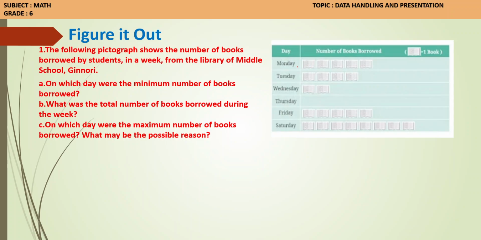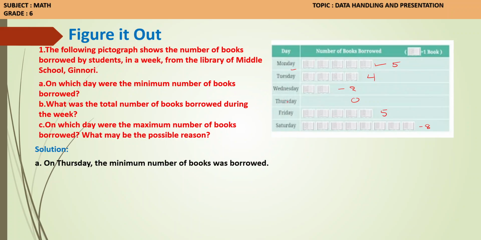Here, let us see each day, and this one book icon is one book. So, there are 5 books on Monday. Tuesday, 4. Wednesday, 2. Thursday, 0. Friday, 5. Saturday, 8. So, on which day were the minimum books borrowed? The answer is Thursday. On Thursday the minimum number of books was borrowed.